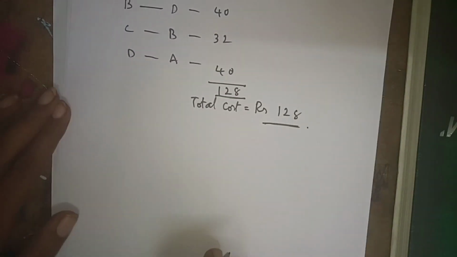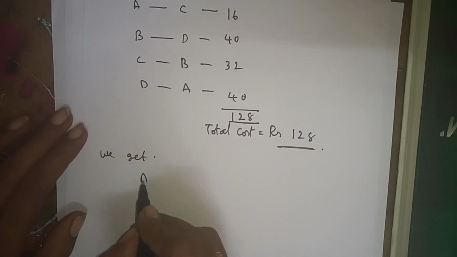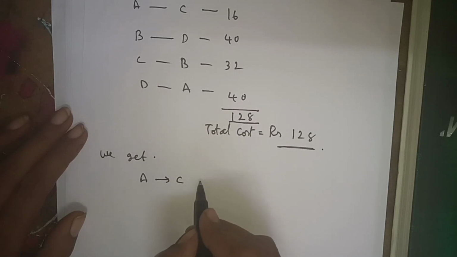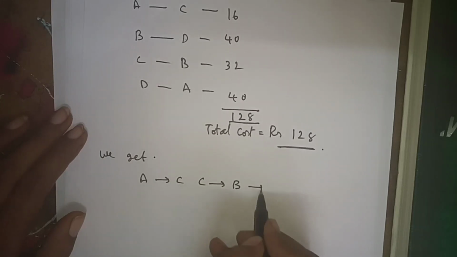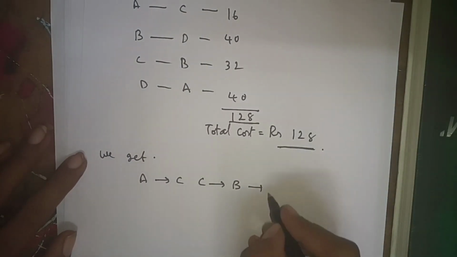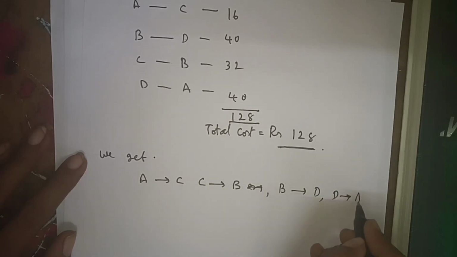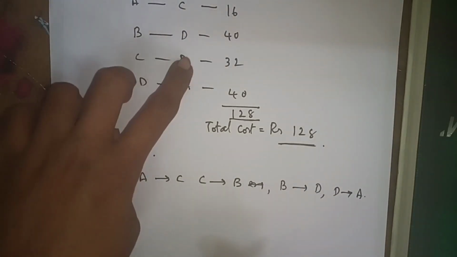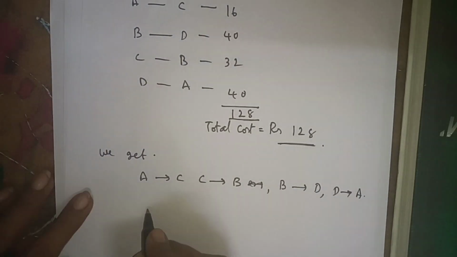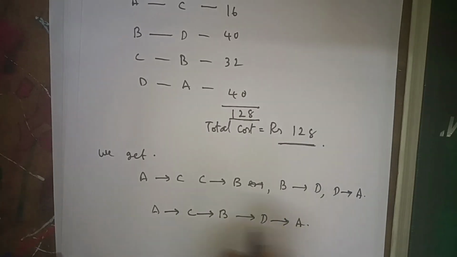Now, I will form a cycle. See, from this, what have we got? A to C, C to B. After that, B to D. After that, D to A. First, A to C, C to B, B to D, D to A. Now, I'll form a cycle. A to C, C to B, B to D, D to A. A cycle is formed.